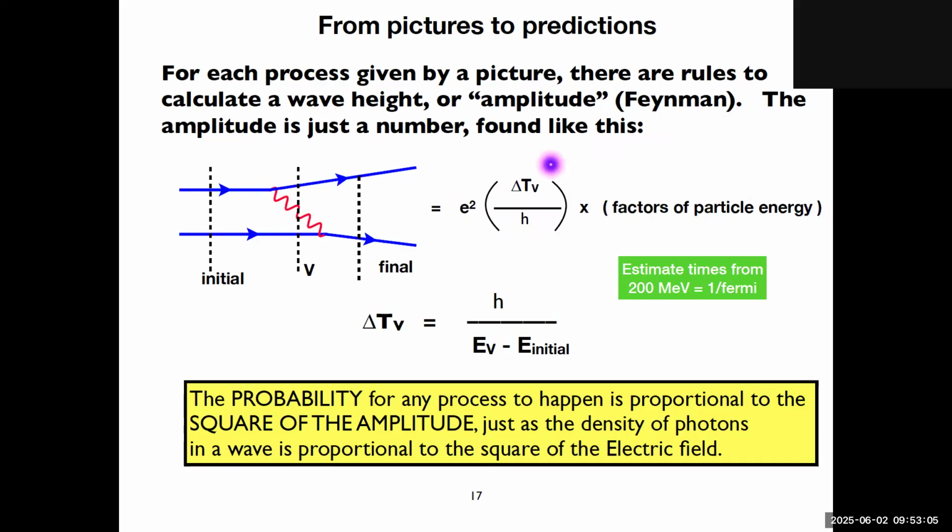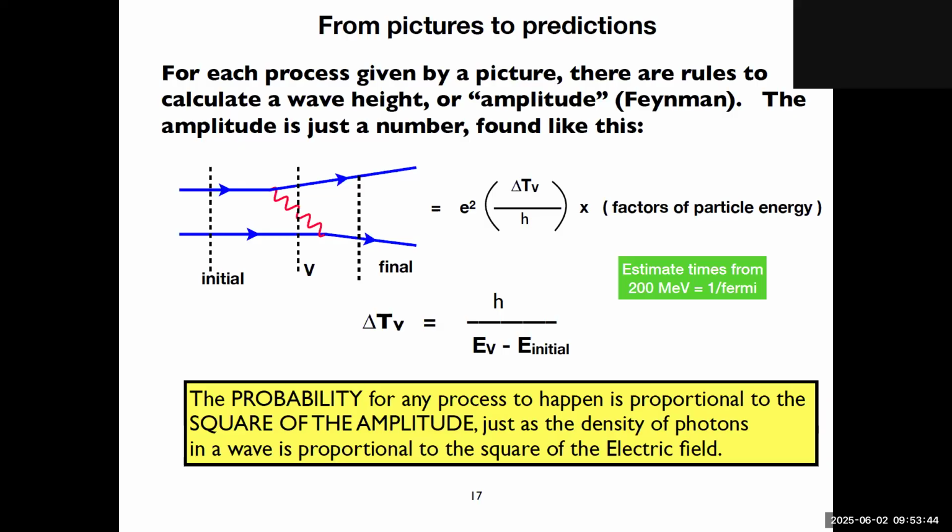And this delta t, this is delta t sub v, that's what this is supposed to mean, is equal to, given that delta t knows about the violation of energy conservation, h over E_v minus E_initial. So it's the energy of this virtual state compared to the initial state. And that's how long this intermediate state lives. And the beauty of it is, as complicated as these things get, in some sense, the amplitude is literally proportional to the lifetime of the virtual states. It's kind of amazing, actually, how simple it is.